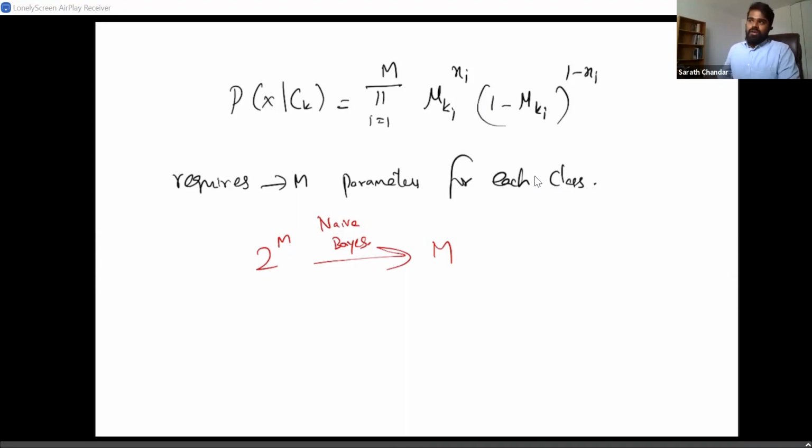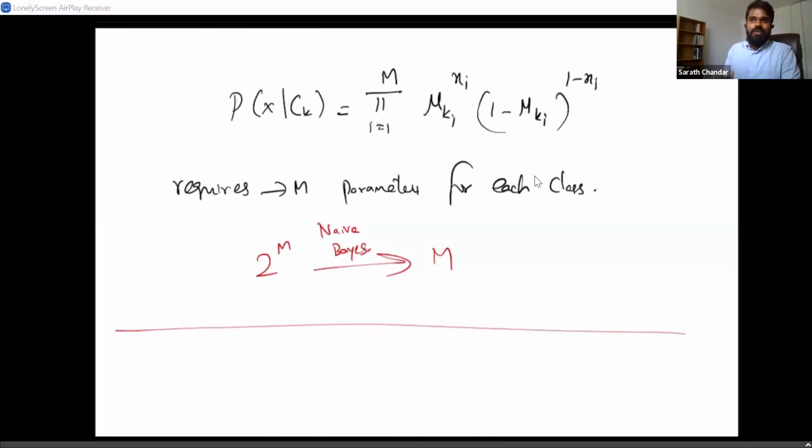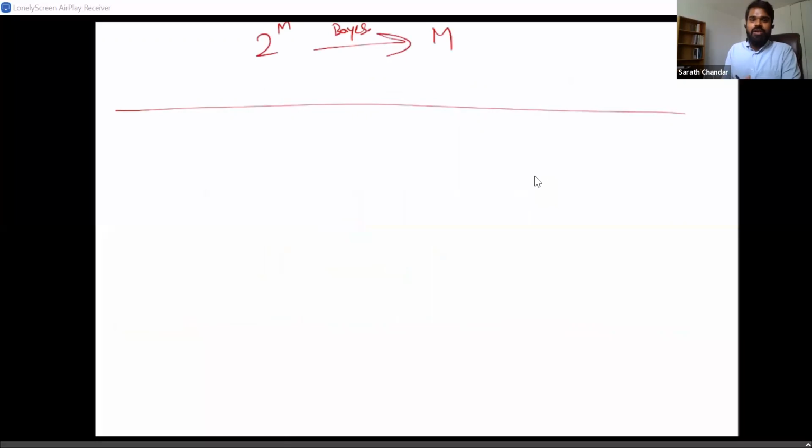Okay, so now let's actually find these parameters mu. We are going to come up with the solution for the discrete case. Now we are going to consider only the 2-class problem.